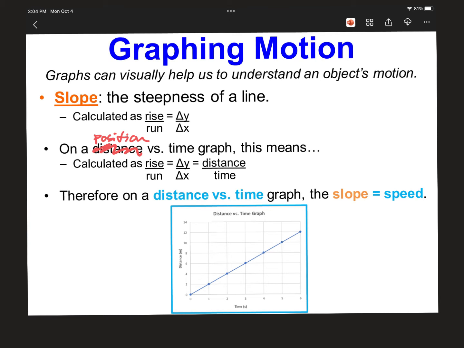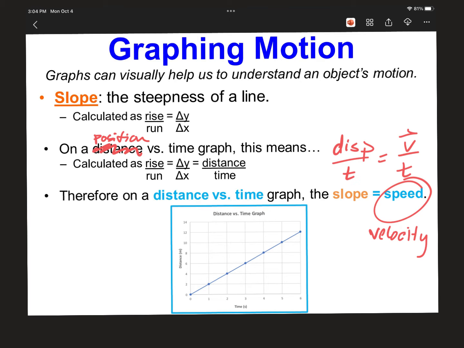On a distance versus time graph, the slope is equal to the speed, or really the velocity, because it's distance over time, or displacement over time. So v over t is speed, or velocity. Obviously, it's velocity if it has direction.